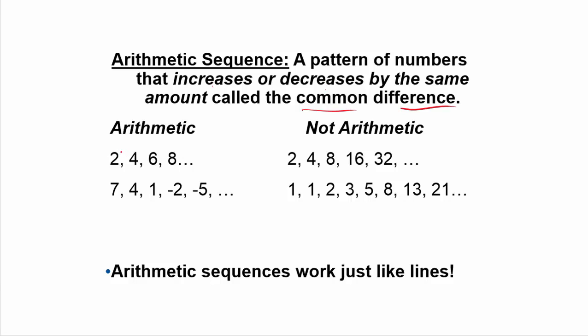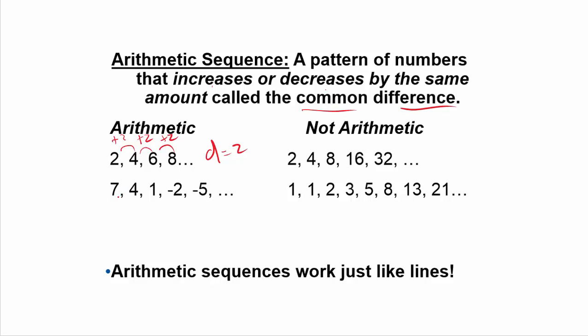To look at an arithmetic sequence, we can look at an example here: the even numbers would be an arithmetic sequence. 2, 4, 6, 8. Each time you go from one number to the next, you're increasing or adding 2 each time. So that's an increase of 2. In this case, the common difference, or D, would be equal to 2.